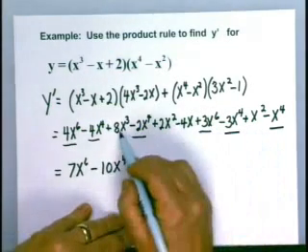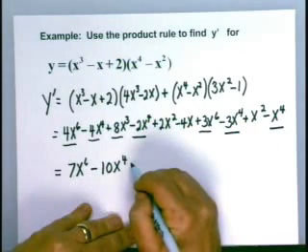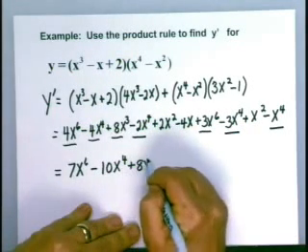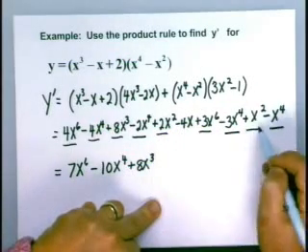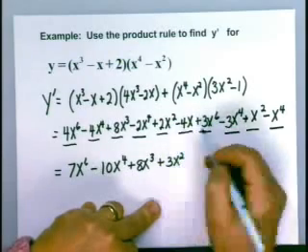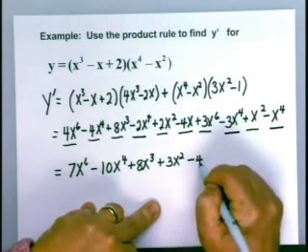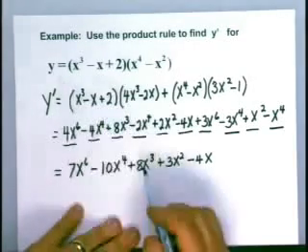Then we have plus 8x to the third. I believe that's the only term with x to the third. So plus 8x to the third. We have 2x squared and plus x squared, so that's plus 3x squared. And that leaves us with a minus 4x. So this expression is the derivative of the function y.